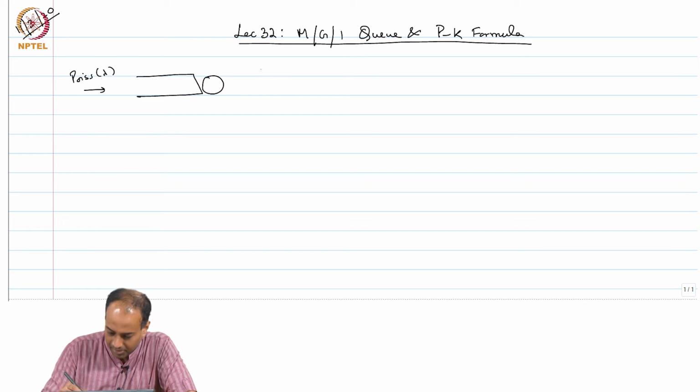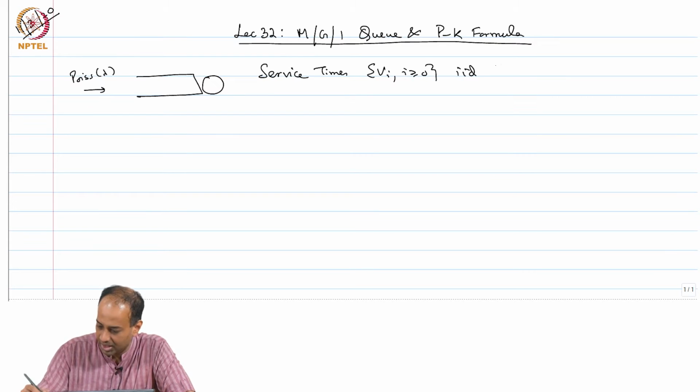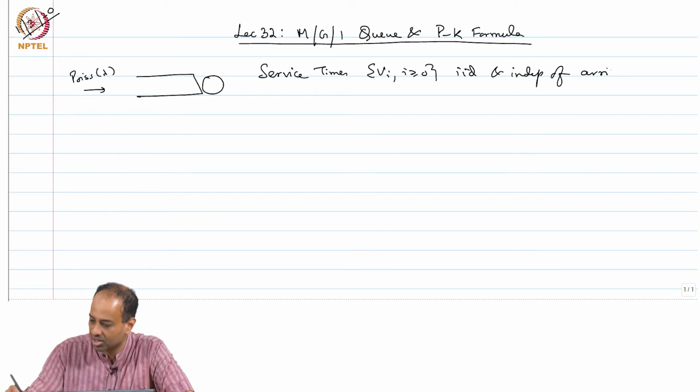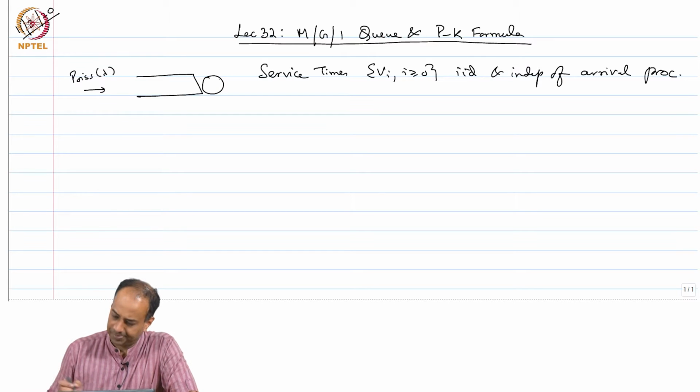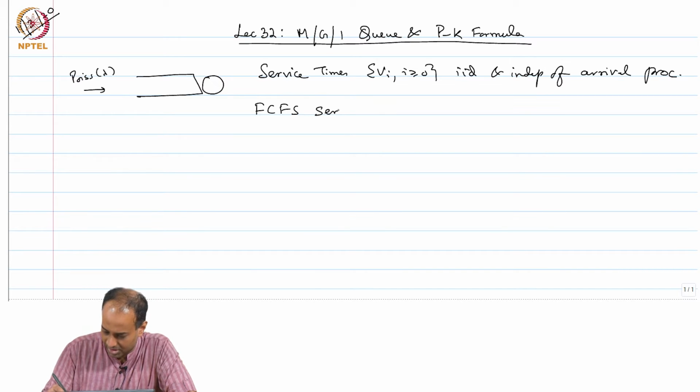the expected, let us just say, service times V_i are IID and independent of the arrival process. Then, yeah, this is only for the first come first serve service discipline.